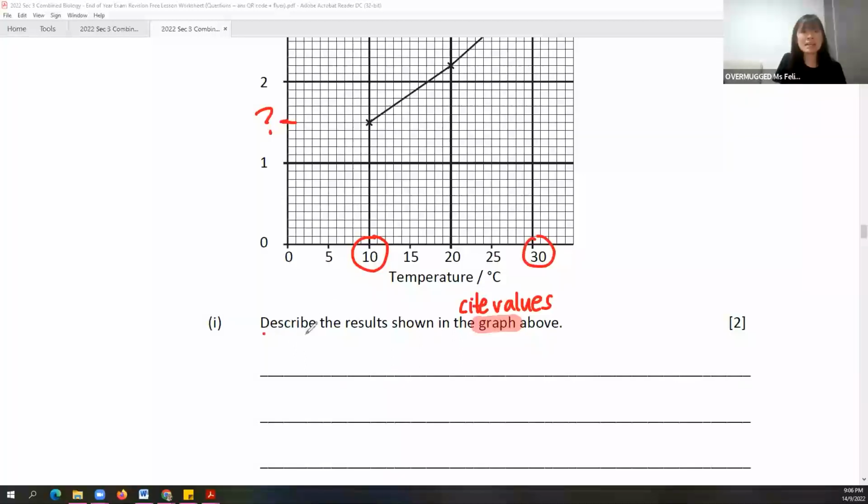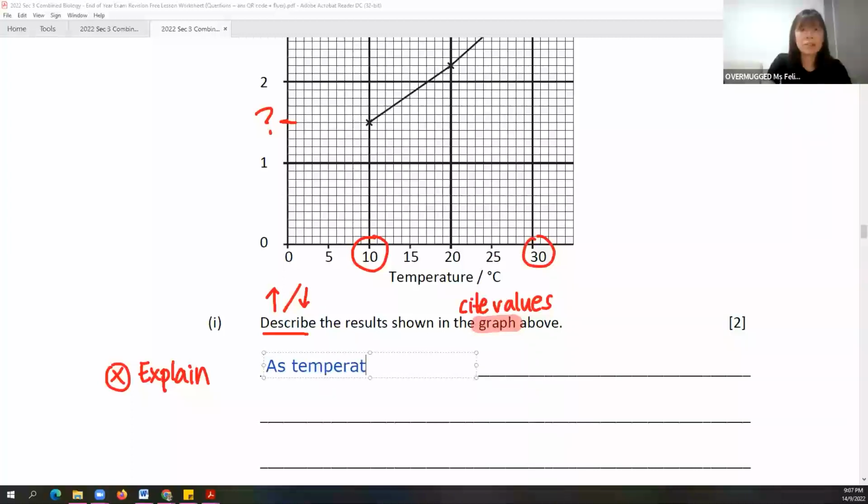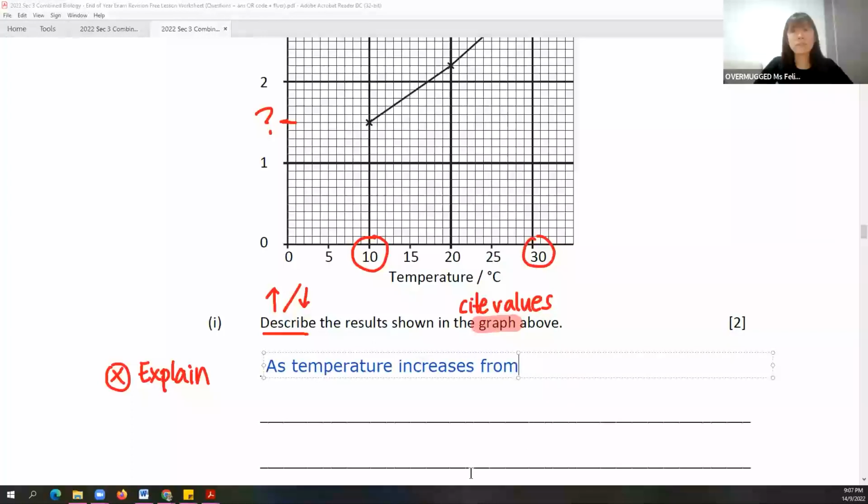Since they are just asking you to describe, you are just telling me the number increases or decreases, and from what number to what number. That's all. Don't need to explain. So I write over here, don't need to explain. Usually the way you structure your answer is, you base it on the x-axis first. So you can say that as temperature increases from how much to how much? This time we only have 10 to 30, right? So you write 10. I cannot put the degree sign, you put the degree sign in caps.